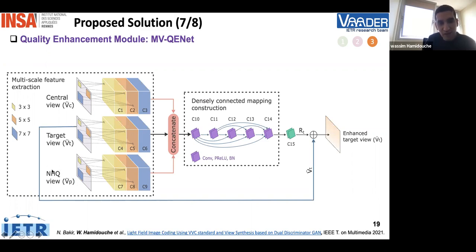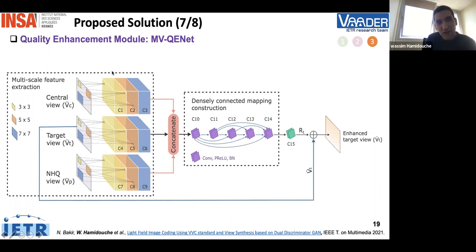And how do we select this view? We perform some no reference quality metrics among all the reference views, and select the one that has the highest quality. Because the idea here is to propagate the quality from the central view and this other reference view, which have higher quality, to this target view.